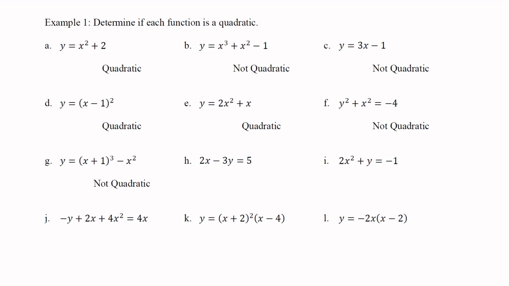H has no exponents on any of the variables, so this is linear, so it's not quadratic. I is quadratic because we have an x squared term. So that one should state that it is quadratic. For J, we have 4x squared, and we have a 2x and a 4x, which would just be like terms, so this one is quadratic. For K, we have x plus 2 quantity squared, but then we would multiply that x squared by the x in the x minus 4 term, so this one's not quadratic. And then finally for L, when we multiply out 2x and x, we get an x squared, so it is quadratic.